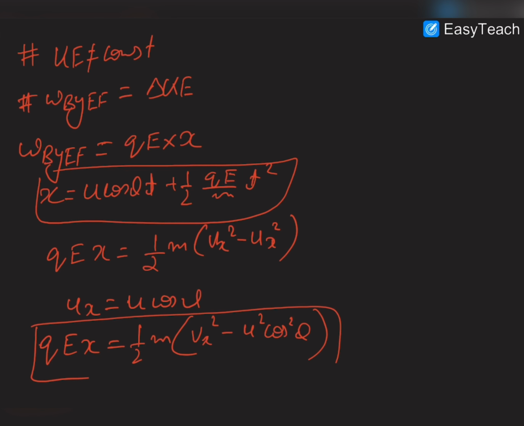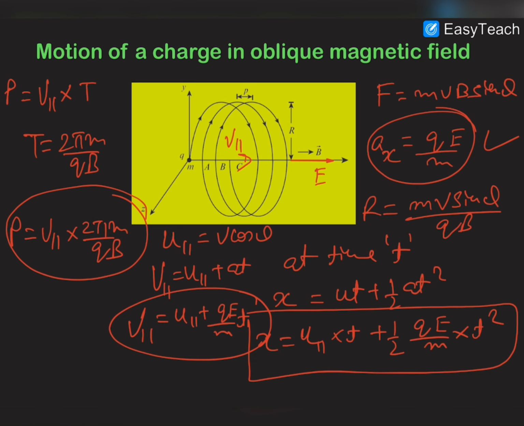This would be the energy equation relating the work done by the electric field and the change in the kinetic energy. You can see that I have not taken the v perpendicular in the equation of kinetic energy, due to the fact that the final kinetic energy due to v perpendicular and the initial kinetic energy due to v perpendicular will cancel out each other. So I have not taken that. So this is the final energy equation.